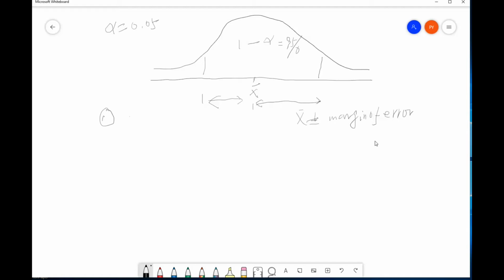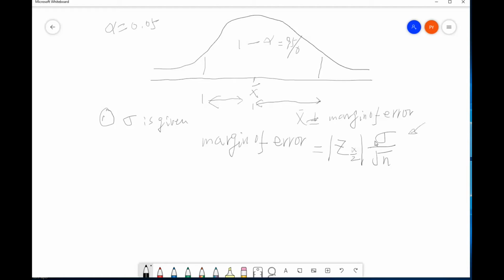Case number one, sigma is given. When sigma is given, the margin of error will equal z alpha over 2 times sigma, the standard deviation, divided by the square root of n.